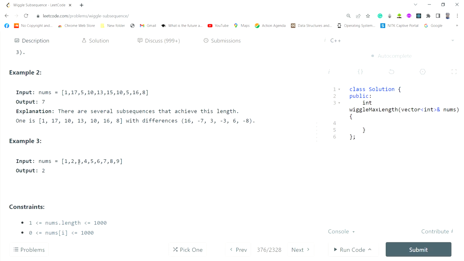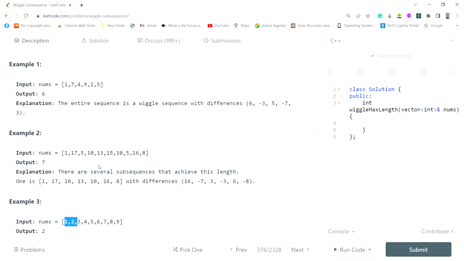2 to 3 again increasing, leave. 3 to 4 again increasing, leave. 4 to 5 again increasing, leave. 5 to 6 again increasing, leave. 6 to 7 again increasing, leave. 7 to 8 again increasing, leave. 8 to 9 again increasing, leave. So we get only two counts. I hope the question is clear. So let's take this as an example.